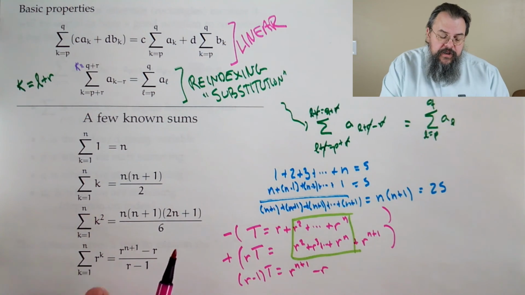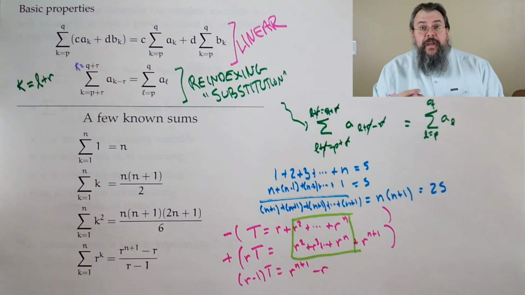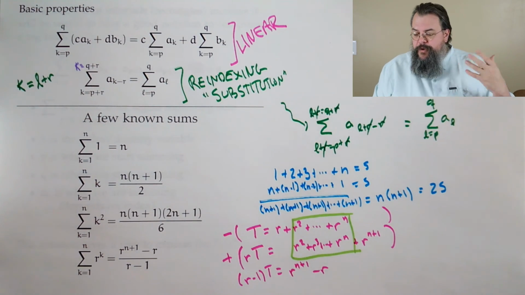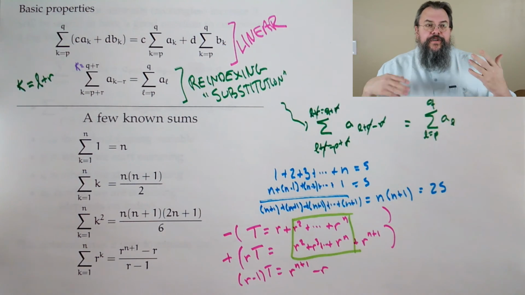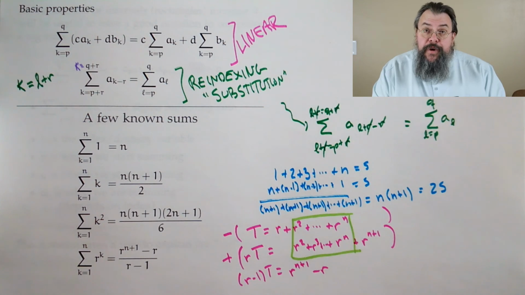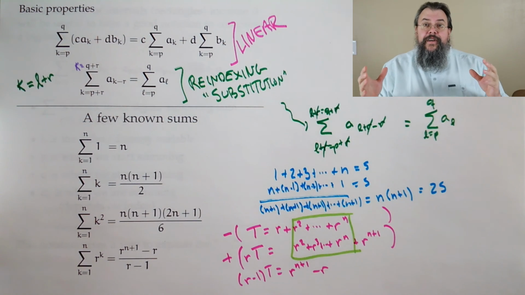This, by the way, is called geometric. Geometric here just means you multiply. So whenever you hear that there's a geometric thing going on here, it means a multiplication was happening.